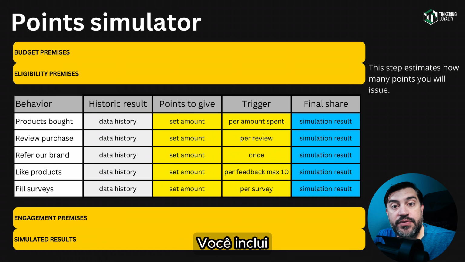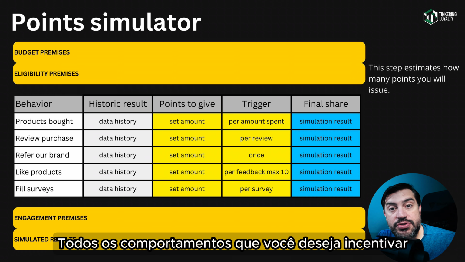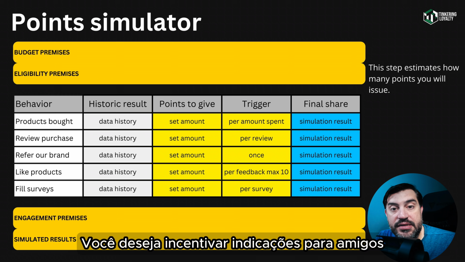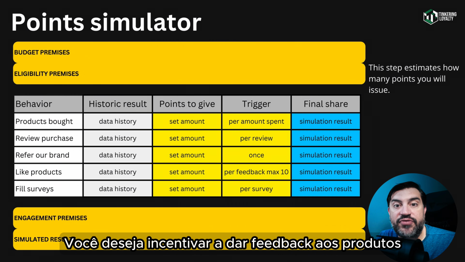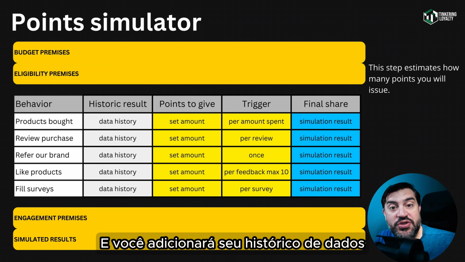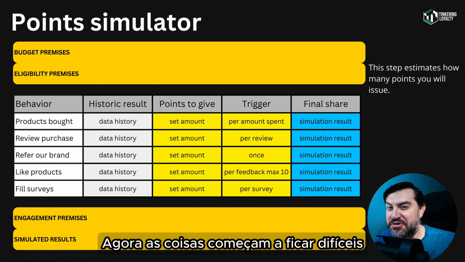What is this? So you will get all the behaviors that you want to incentivize. You want to incentivize purchase. You want to incentivize referring to a friend. You want to incentivize giving feedback to products, things like that. And you will add your data history. This is when things start to get hard.